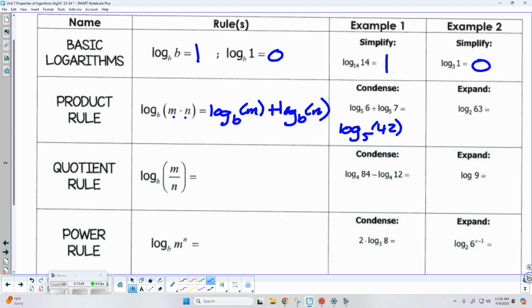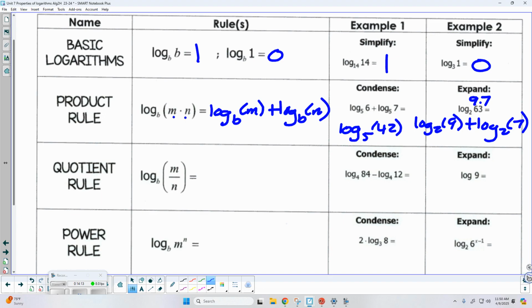Now, for the expansion, all I need are 2 numbers that would multiply to give me 63. 9 and what? 7. So 9 times 7 is going to be 63. So that would be log base 2 of 9, and then what? Plus log base 2 of 7. There we go. That's all there is to it.